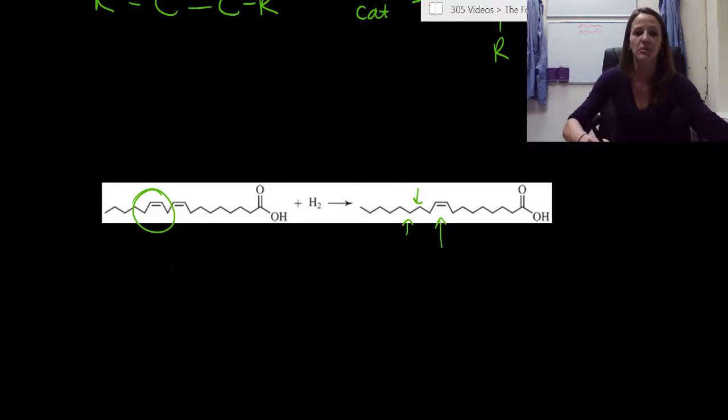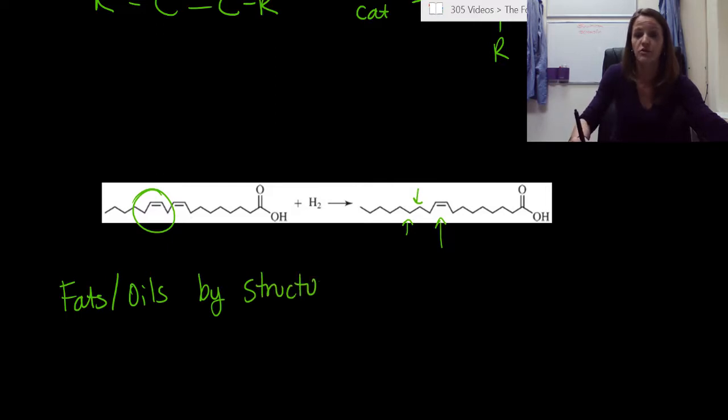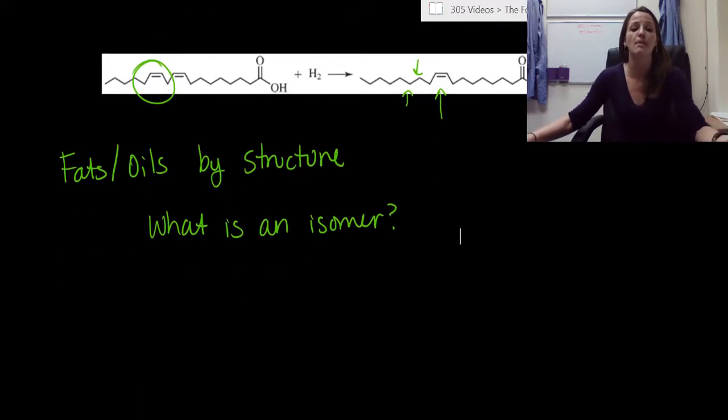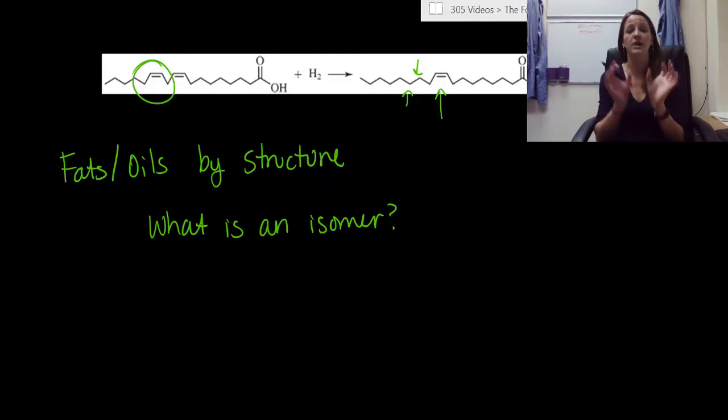All right, the last thing I want to point out here is that we can also classify fats and oils by structure. Okay, so before I move any further here, I want to ask you a simple question. What is an isomer? Go. All right, did you get an answer? Hopefully you did. This was just a review question. So hopefully we can remember that isomers have the exact same molecular formula, but they have very different structures.